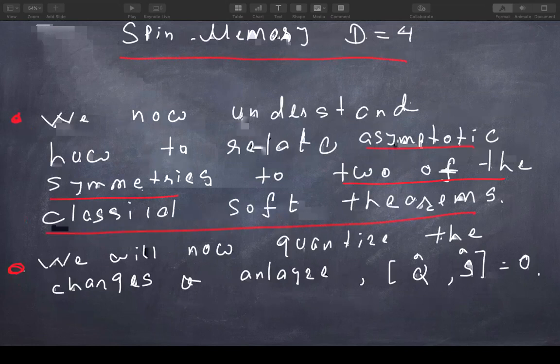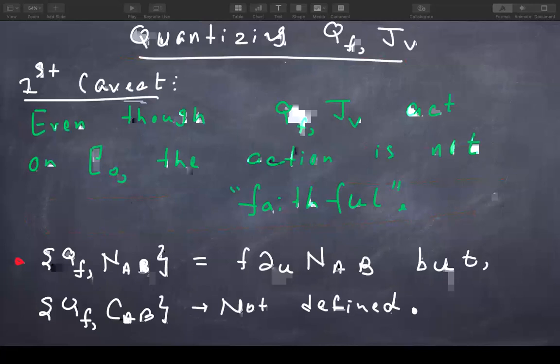Okay, so we now understand how to relate asymptotic symmetries to classical soft theorems. Of course, we also had the quantum soft theorems, the leading and the subleading quantum soft theorem, and we will now see how to relate the asymptotic symmetries with the quantum soft theorem, very fast. But before doing that, we come to the caveat that Laura mentioned before.